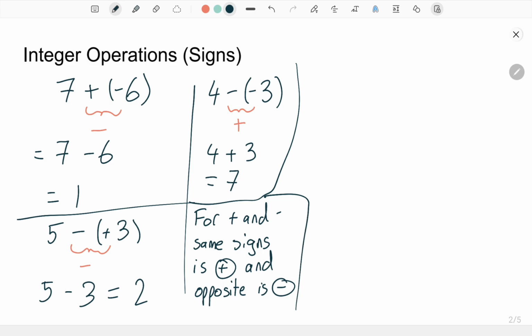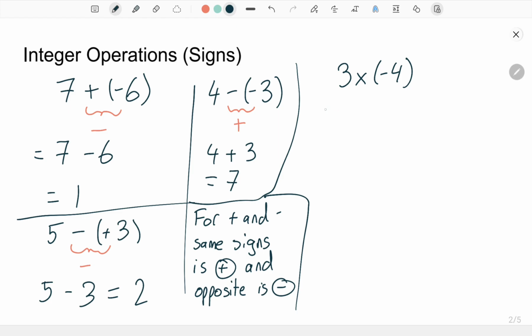Okay, we could also look at what happens with multiplication or division. So multiplication and division, it's going to act in a very similar way. So let's say 3 times negative 4. But now we're not changing the operation we're doing. We're just stating what the final answer is.